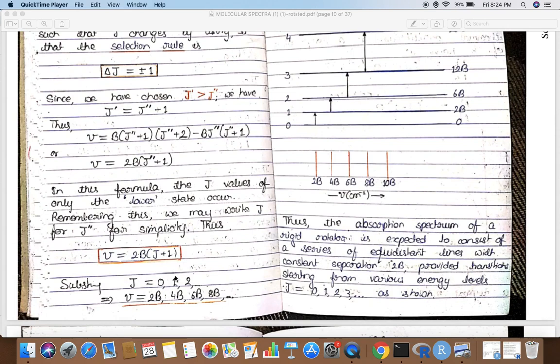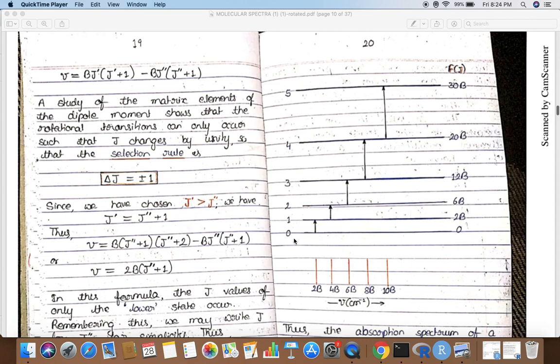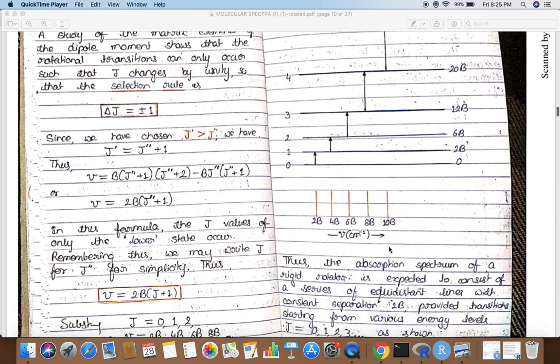In this formula, the J values of only the lower state occur. So we may write J for J double prime for simplicity by removing the primes. Then we can represent ν is equal to 2B(J+1), and substituting J equal to 0, 1, 2, ν is equal to 2B, 4B, 6B, and 8B. These are the differences between the quantized energy levels. If you plot these levels, where this is the ground level, then the first excited state, second excited state, and so on, the differences between these energy levels are 2B, 4B, 6B, 8B, and 10B. These are the differences of the frequencies or the energies.